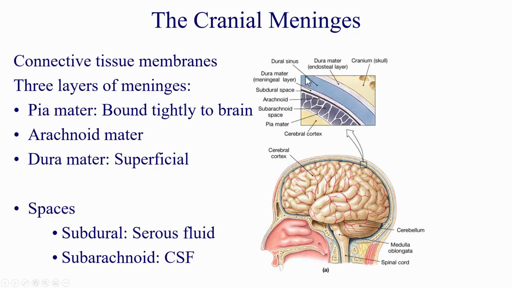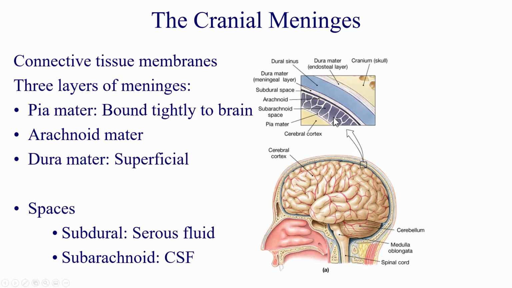So again, very tough. Now there's going to be spaces in there. We have the subdural space. Okay, so the subdural space is going to be right up under the dura. So here's the Dura Mater. Here's the subdural space. Now what we find in the subdural space is serous fluid. Now with a head injury, sometimes blood can fill up in this area and we get what's called a subdural hematoma. In which case they'll have to drill a little burr hole and possibly stick a little needle in there to drain that blood out of there.